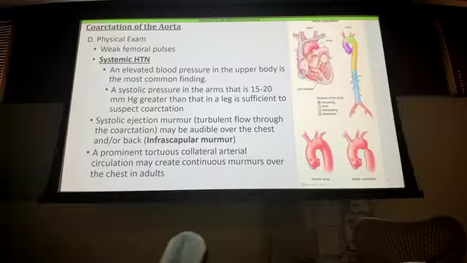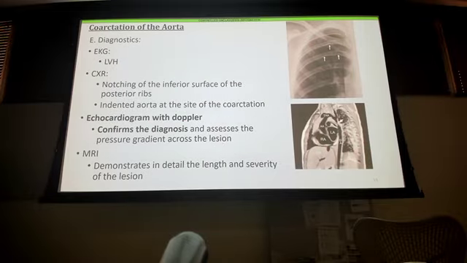Okay. And then the classic description of auscultatory findings for coarctation is going to be this infrascapular murmur. So if you see infrascapular, be thinking coarctation of the aorta. On our ancillary studies, what might we see?